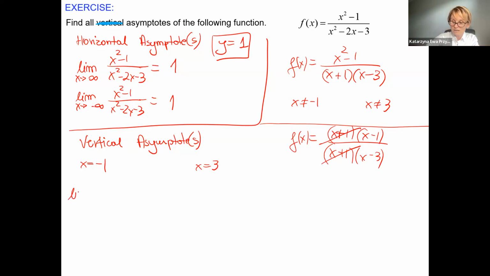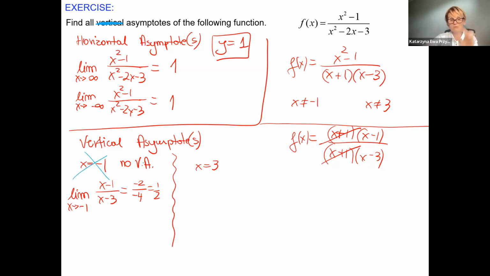When we compute a limit as x goes to negative 1 of the function, of course, we will simplify. It will be negative 2 over negative 4. Am I right? Yes, it will be 1/2. That means there's no vertical asymptote at this. Yeah, no vertical asymptote because the limit is a finite number, removable discontinuity.